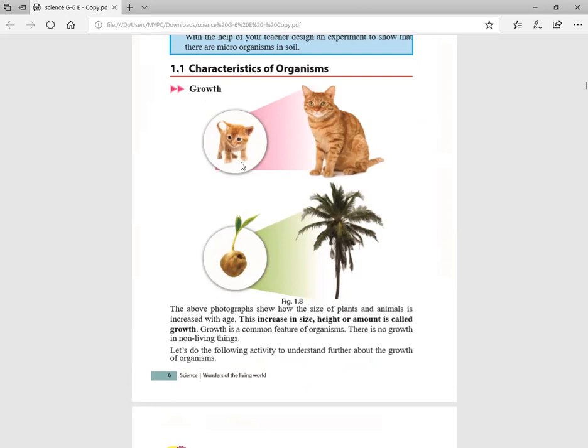Okay, you can see this is a kitten and this is a cat. This is a coconut plant and this is a coconut tree. There is no growth in non-living things. Let's do the following activity to understand further about the growth of organisms.